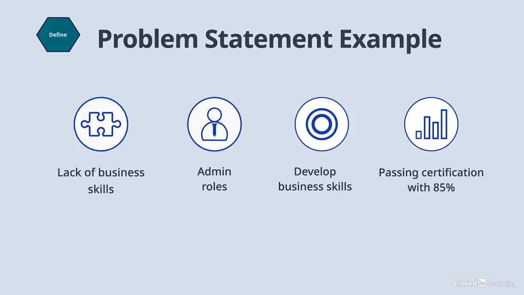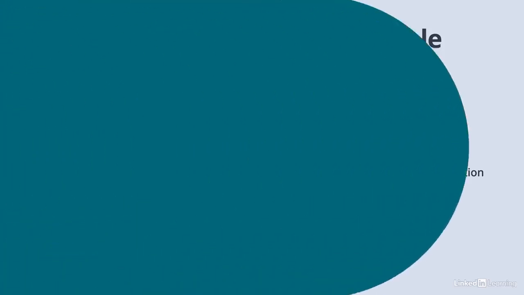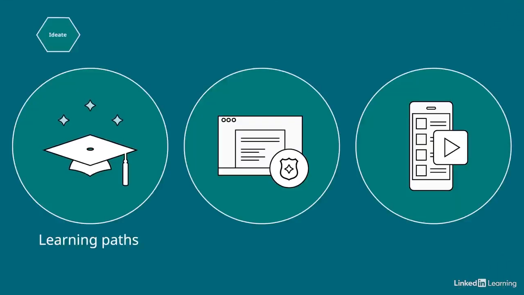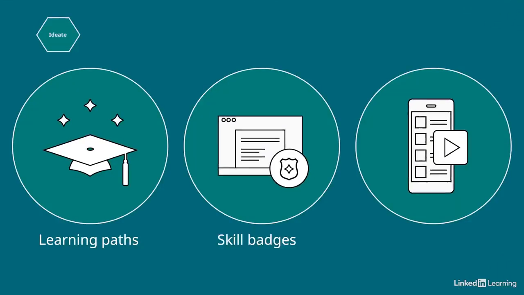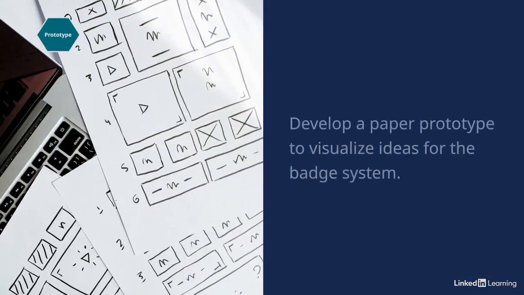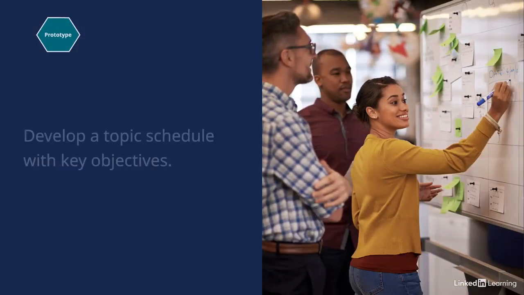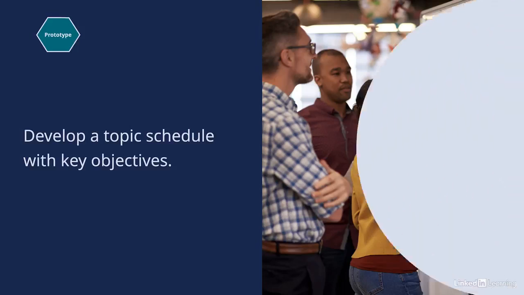Next, we'll come up with a series of ideas to address the problem statement, like creating a learning path, offering skill badges, or short videos. Then, we can create paper prototypes for how these ideas could work. To prototype a process, like a weekly knowledge series, we can develop a schedule of topics with some key objectives as an example of the programming structure.